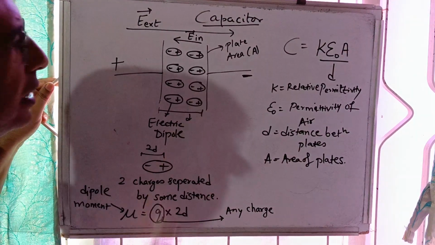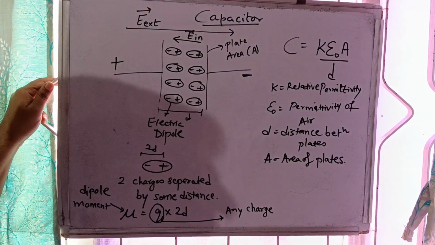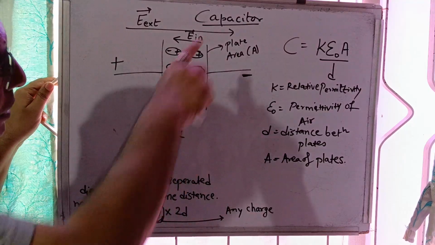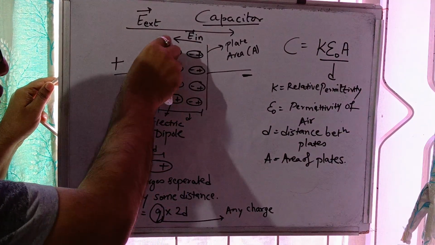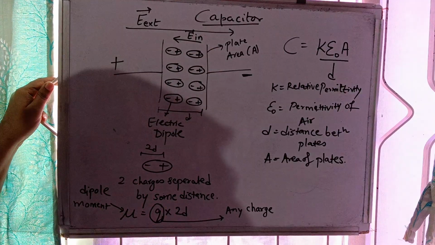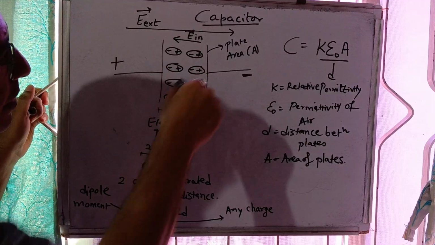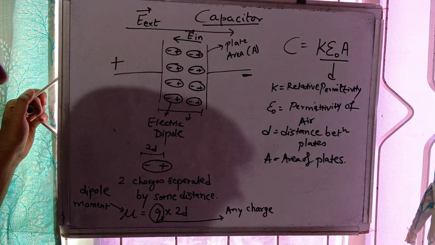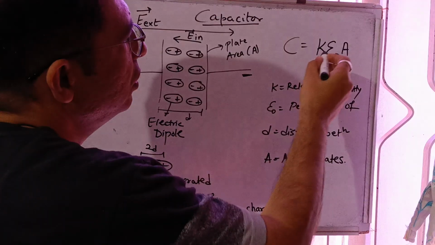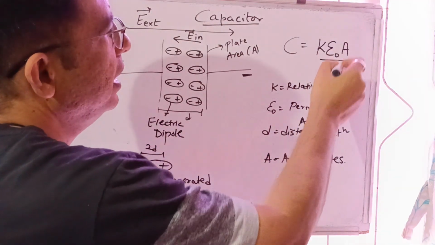So today we'll discuss another passive element, that is capacitor. So capacitor, as per the definition, we call it as two conducting plates separated by dielectric material. And the formula for this is C is equal to epsilon A by D.